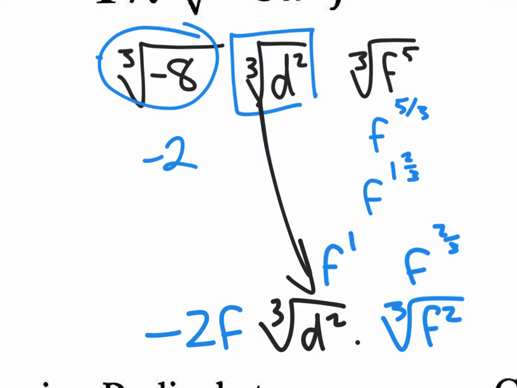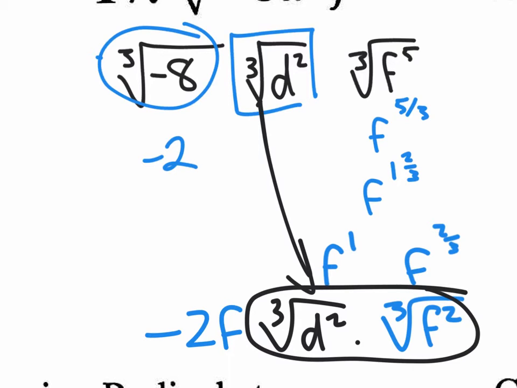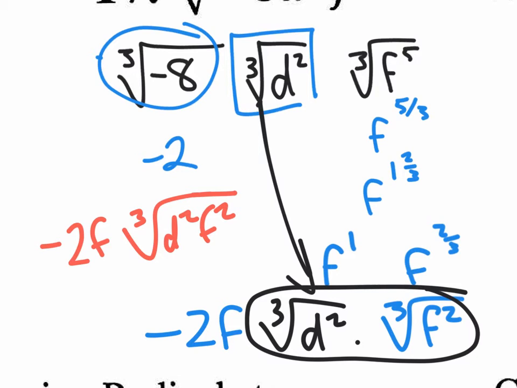And then the only other thing to do would be to multiply both of these roots together. So your final answer should be negative 2f, the cube root of d squared, f squared, together underneath that same root. We're done.